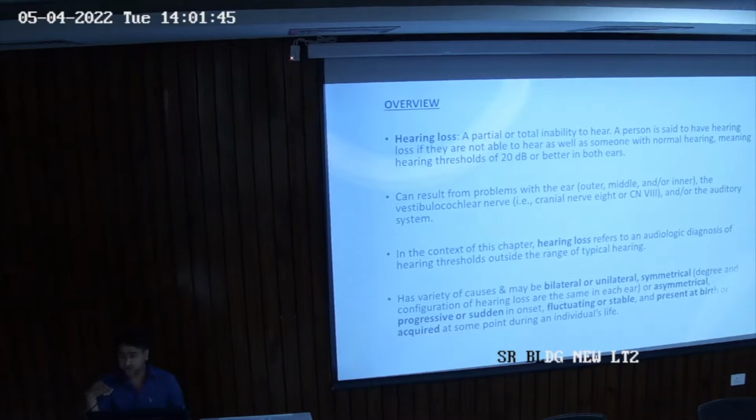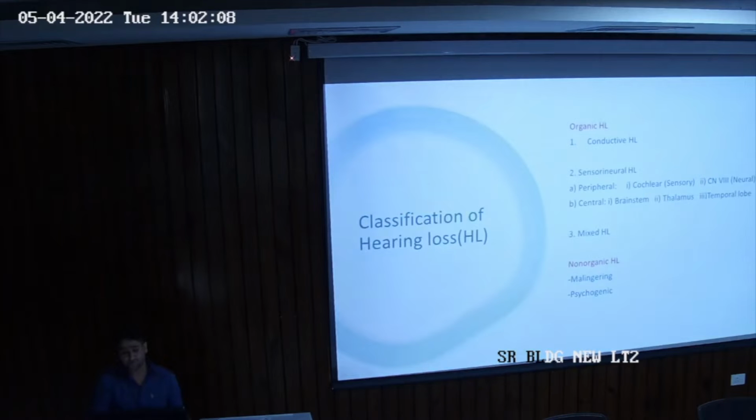So we will consider hearing loss whenever we find an audiological diagnosis for it. We get a diagnosis for it audiologically, then it would be considered hearing loss. It can be bilateral, unilateral, symmetrical, asymmetrical, progressive, sudden, fluctuating, stable, present at birth or acquired.